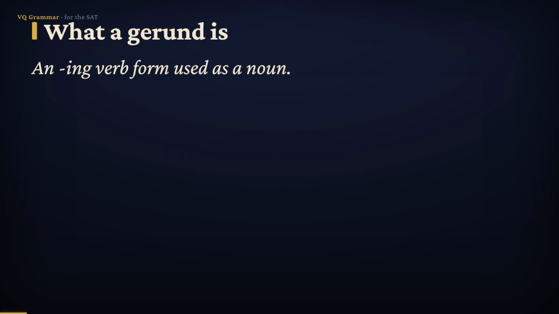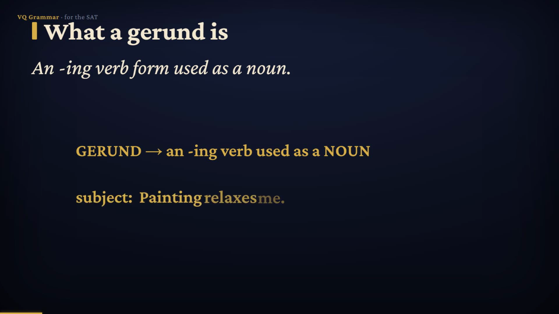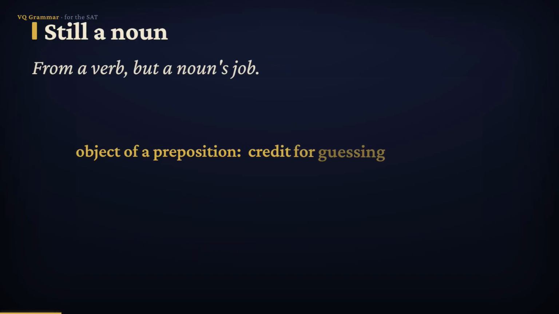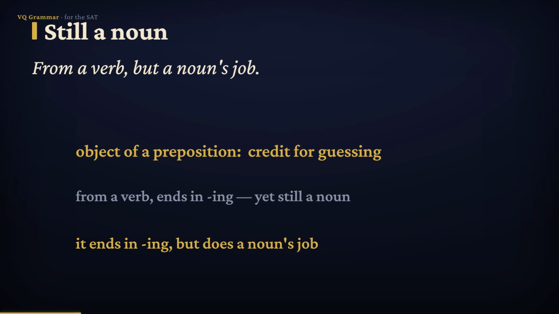Here's a clever shapeshifter, the gerund. A gerund is a verb form ending in ing that works as a noun. And like any noun, it can fill noun roles. As a subject, "Painting relaxes me." Painting is what the sentence is about. As a direct object, "I enjoy painting." Painting receives the action. As the object of a preposition, "Do we get credit for guessing?" Guessing follows the preposition for. So even though it ends in ing and comes from a verb, a gerund always does a noun's job.